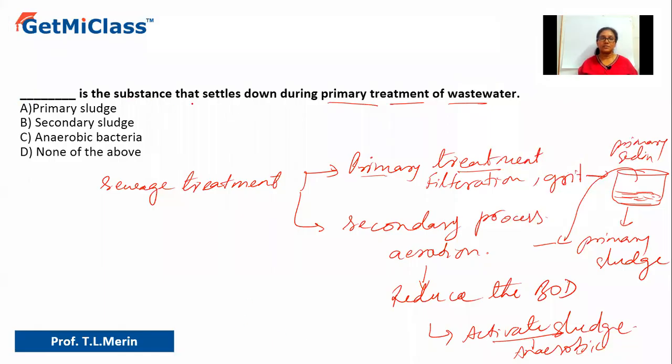The question says dash is a substance that settles down during primary treatment of wastewater. So as you saw, it is nothing but the primary sludge. So option A should be the correct answer. Option B says secondary sludge. Since we are talking about the primary treatment, secondary sludge will not come into the picture at all. Option C says anaerobic bacteria. Anaerobic bacteria comes in during secondary treatment, not the primary treatment, hence it is ruled out. Option D says none of the above, which is again ruled out.